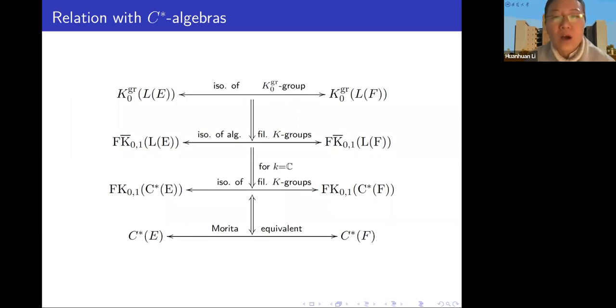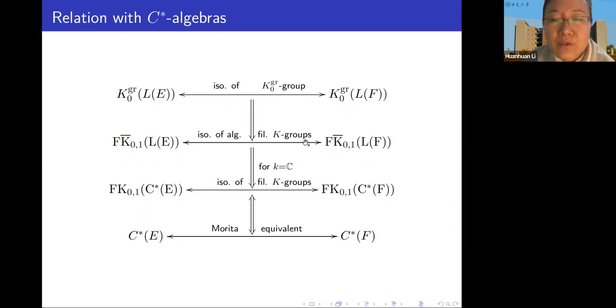So actually, for our results, we have a relation with the filtered K-theory for C*-algebras. Let's see, we have this diagram here. Suppose two Leavitt path algebras are isomorphic, they have the same graded K0. Then this is our theorem: we have the filtered K0 are the same.